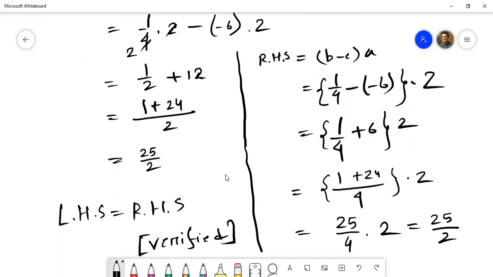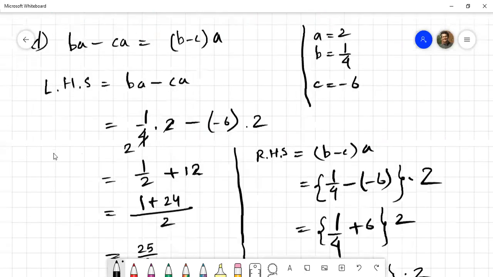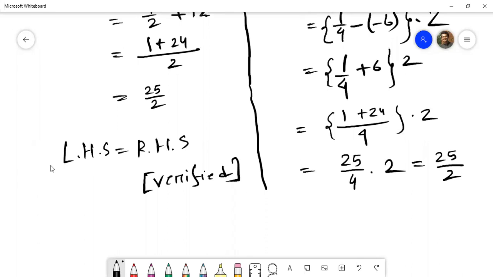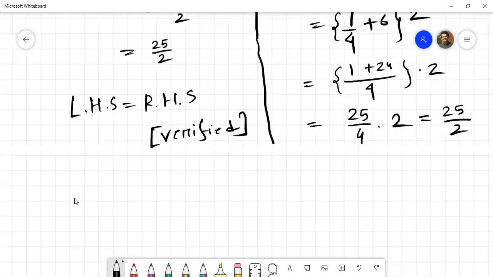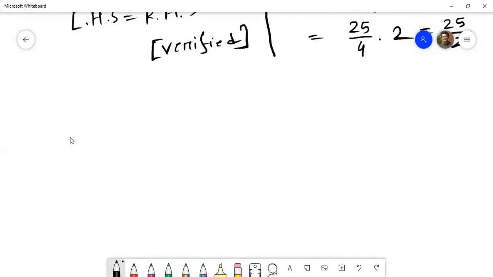So you're going to get something like this: verification, or determine what will be the answer. The thing about verification is that both sides will be the same, the left-hand side and the right-hand side. So this type of mathematics is easy, but it's a little time consuming because you have to do both sides.